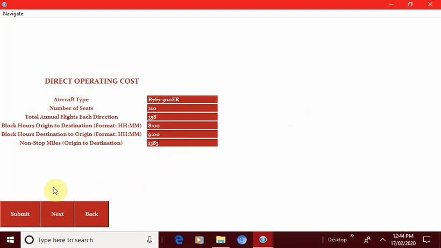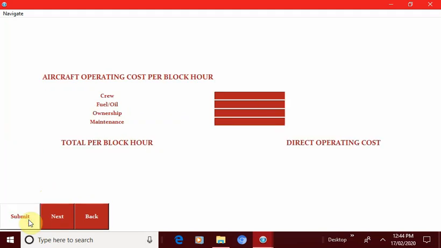So when I hit the submit button, we'll go directly to the next screen. In the back end, the calculations will be done. So when I submit it, we go to the next screen. The statistical calculations are already done, and here we go to input the block hours for crew.